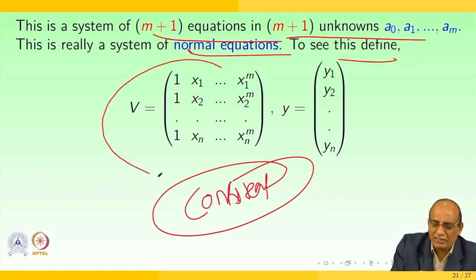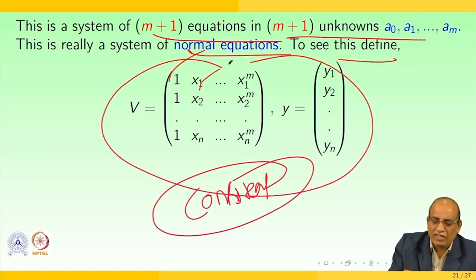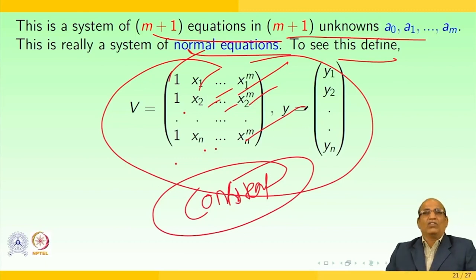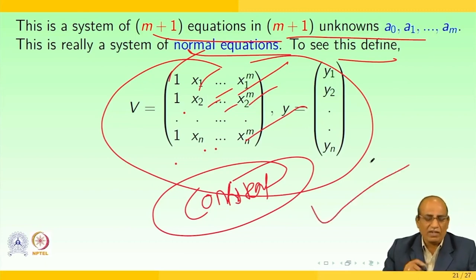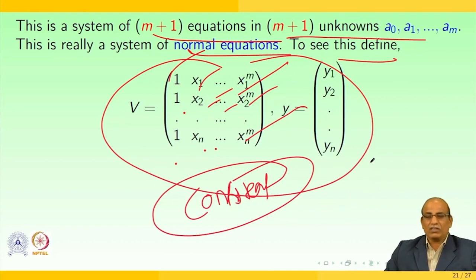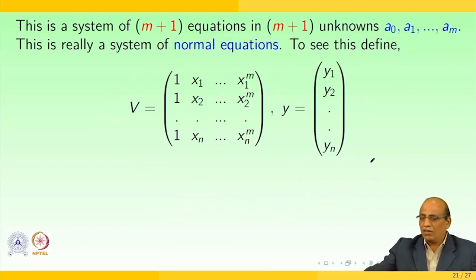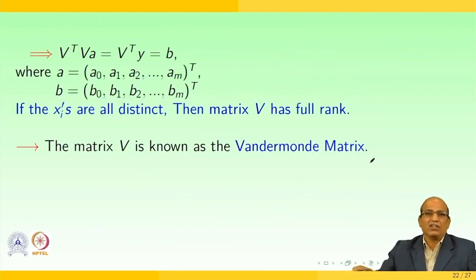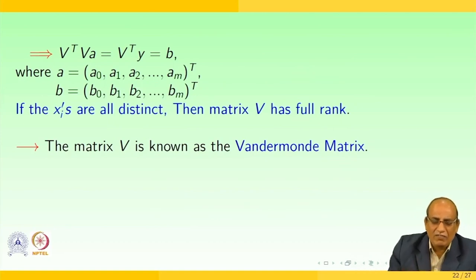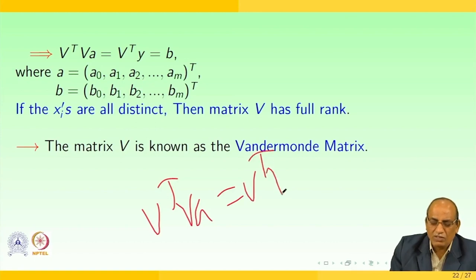To see this, we write this matrix as V, with rows 1, x1, x1 square, and so on up to 1, xn, xn square. This kind of matrix you do get when you do least squares. Next, let's write this matrix A as V transpose V A, so V transpose V A is equal to V transpose Y, that is equal to B. If the x values are distinct, then V is a full rank matrix.